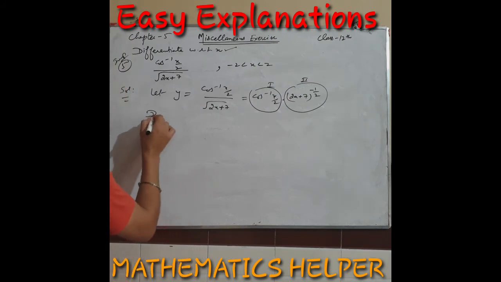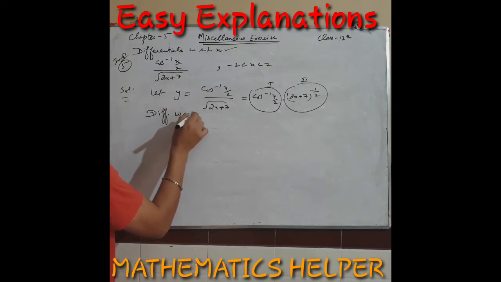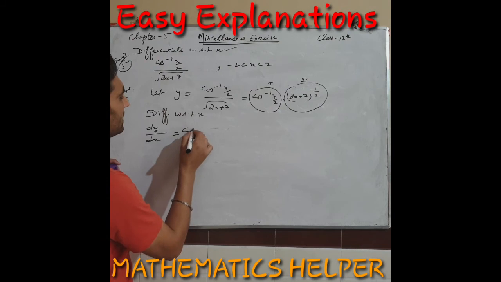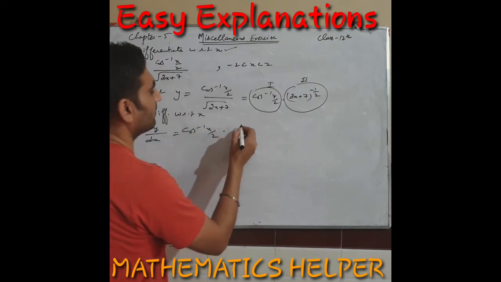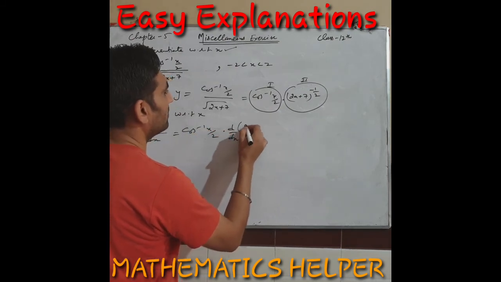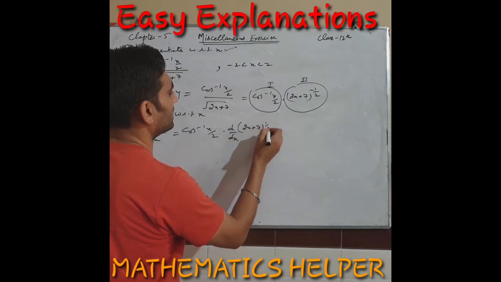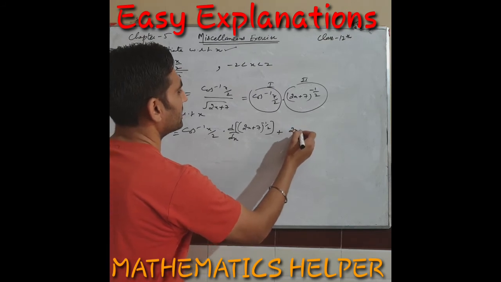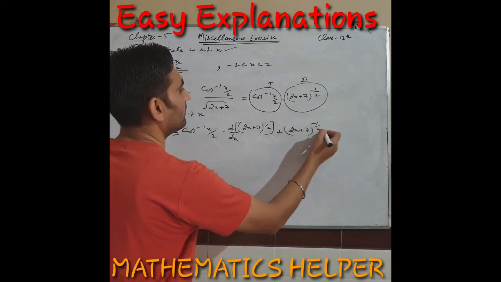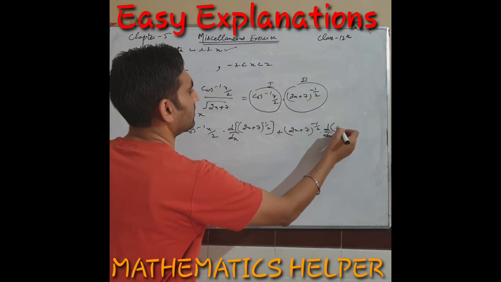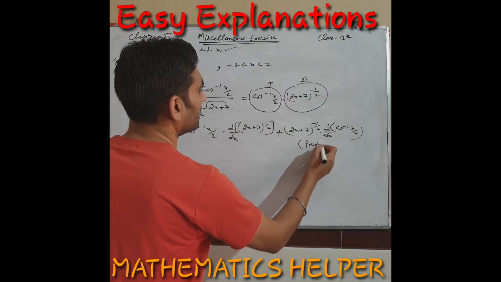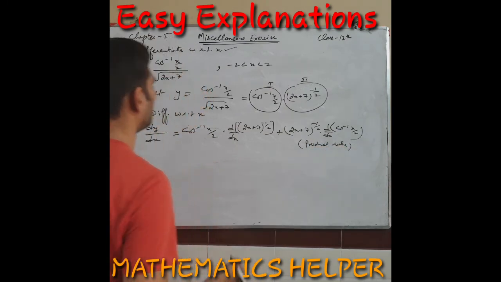So let me write its derivative. Differentiate with respect to x. So dy over dx equals first as it is and derivative of the second part, that is 2x plus 7 raised to power minus half, its derivative. Then plus sign, second as it is, minus half derivative of the first, which is cos inverse x over 2. Which rule did you use? Product rule. You can mark it if you want, otherwise it is optional.